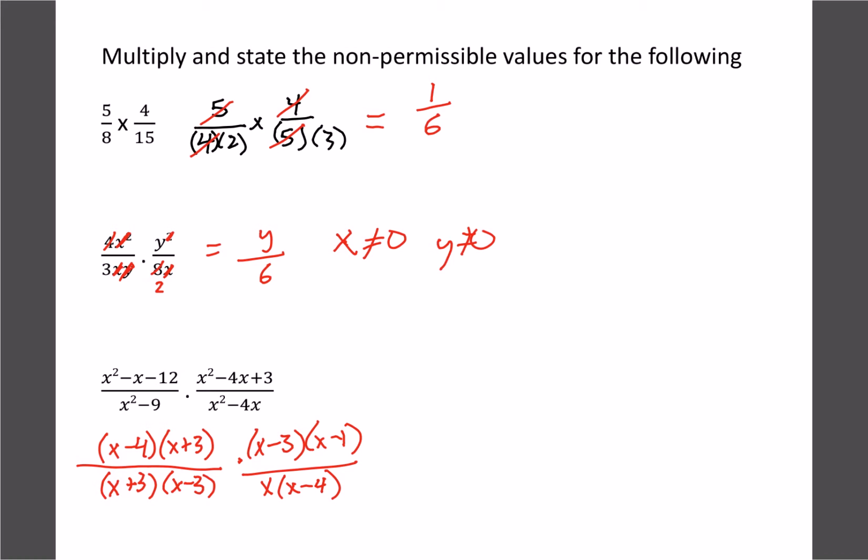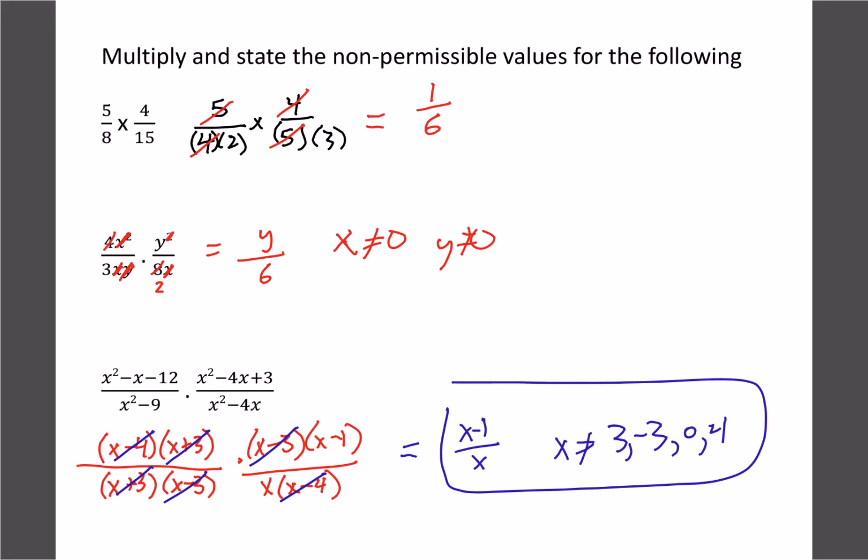So we've got all of our factoring done, so now we're ready to cancel. But we can see lots of stuff cancels. So we have a plus 3 top and bottom. We have a minus 4 top and bottom, and a minus 3 top and bottom. And that's it. So all of that will simplify down to x minus 1 over x. And our non-permissibles go across the bottom. We have 3 and negative 3 for the first fraction, and 0 and 4 for the second fraction.